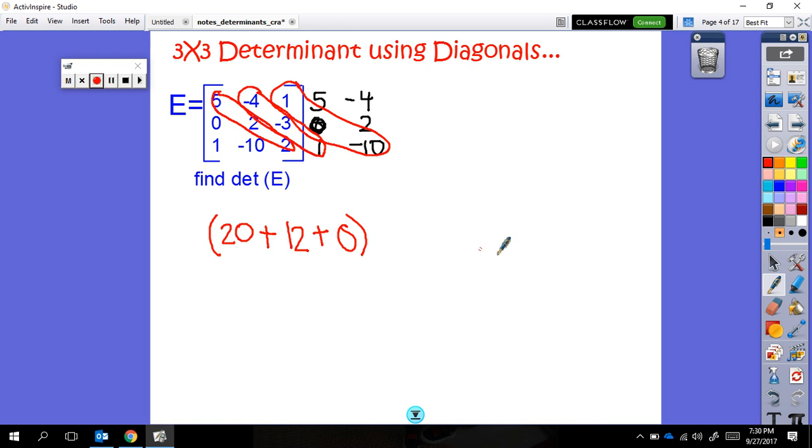I will tell you right here that you guys tend to skip right over that 0, so be careful, you are multiplying those together. Now I want you to do the opposite. Start with this diagonal and move across and get those 3 numbers. Try that one.